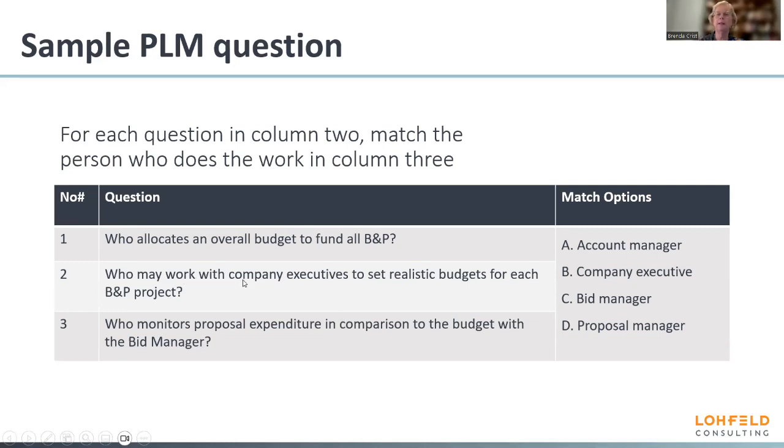Who may work with company executives to set realistic budgets for each B&P project? The account manager, the company executive, the bid manager, or the proposal manager. And finally, who monitors proposal expenditure in comparison to the budget with the bid manager? So once again, either select an option A, B, C, or D. Okay, I'll give you a minute to read that and reflect on that so you can get the correct answer.